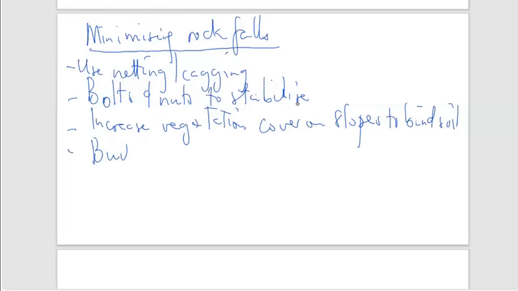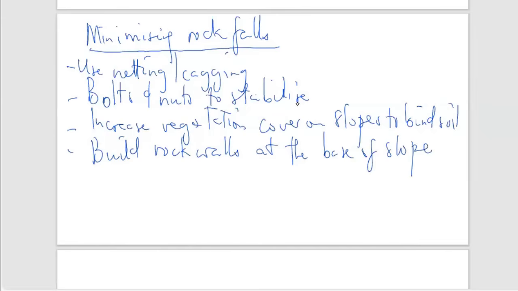You can look at the municipalities also building what you call rock walls at the base of slopes. If they build rock walls, those rock walls are going to contain the rocks before they reach infrastructure or humans, such that there is limited damage. You can also look at the issue of spraying cement. You can spray cement on slope sides.